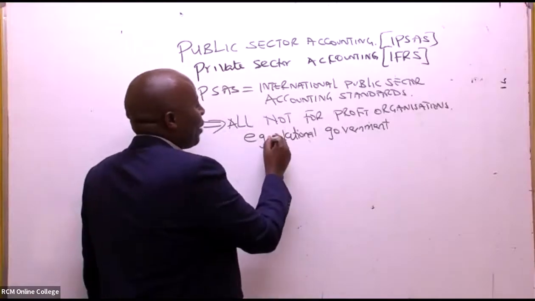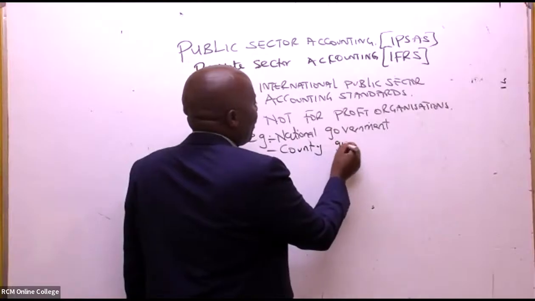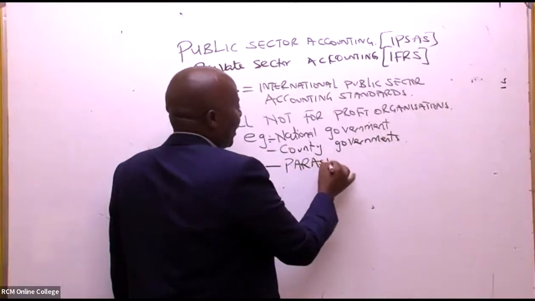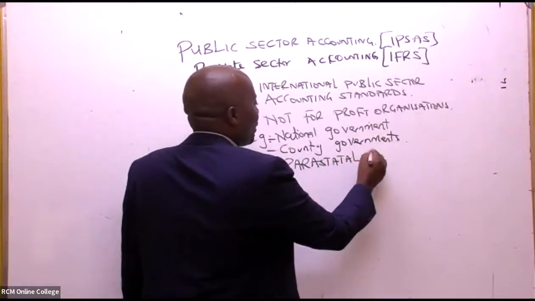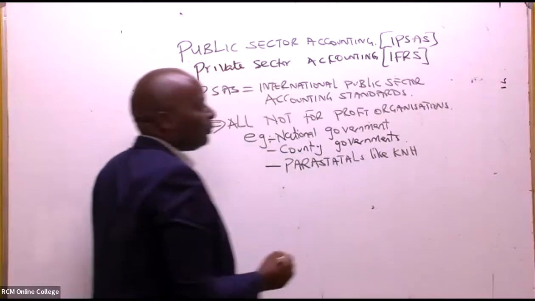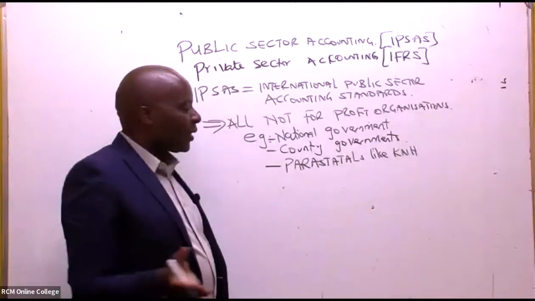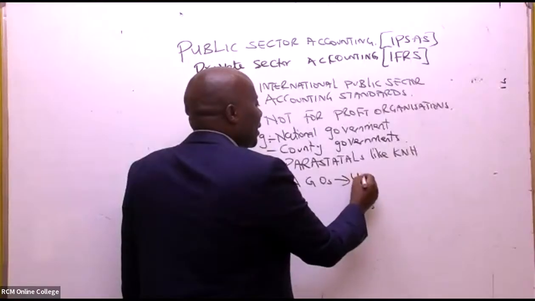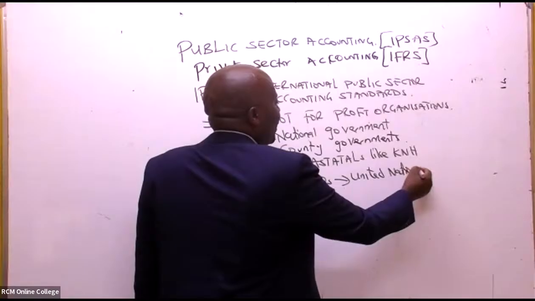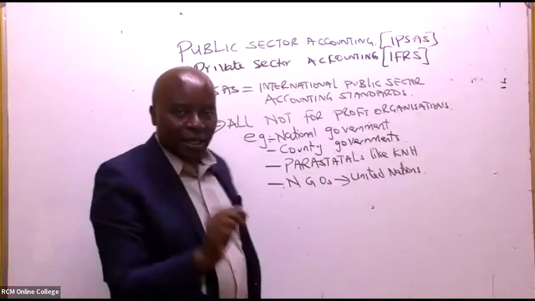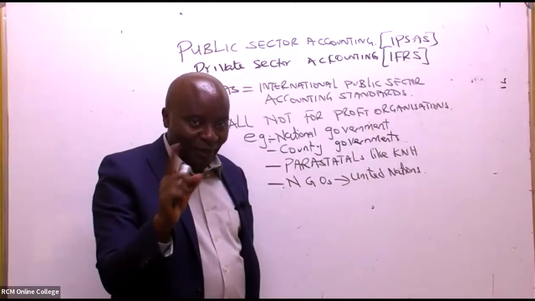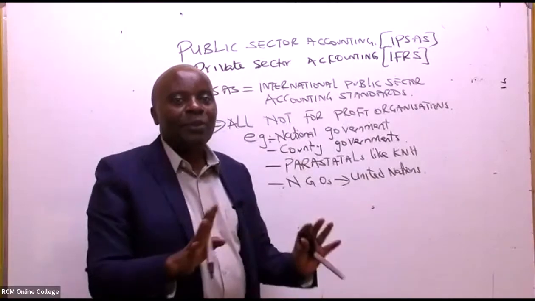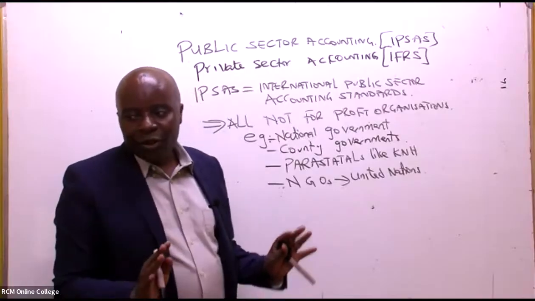So we have the national government, we have the county governments, the 47 of them. We have parastatals, like Kenyatta National Hospital is a parastatal. They're not there to make profits. We have what we call non-governmental organizations, like those of you who will be working for the United Nations. These organizations like the UN are not for profit. They are non-profit making. They're just there to serve members from the various states that subscribe to the treaty.